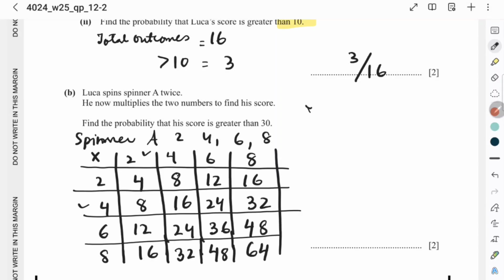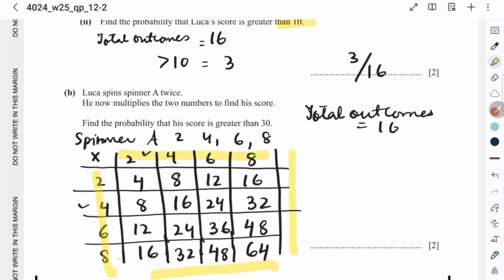So total outcomes, or number of chances, will be equal to 16. Why 16? Because 4 here and 4 here, because these are the two spins. Okay, and they are the products of these two numbers.